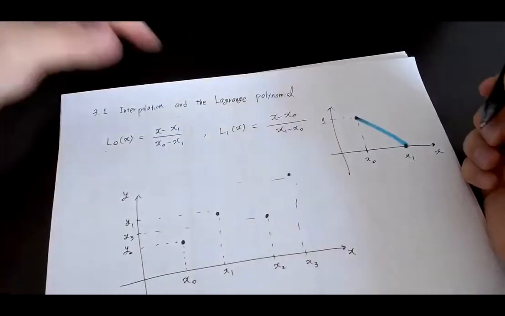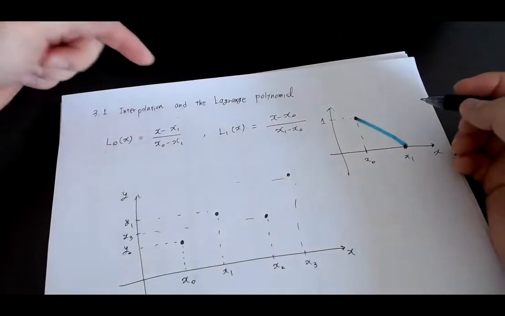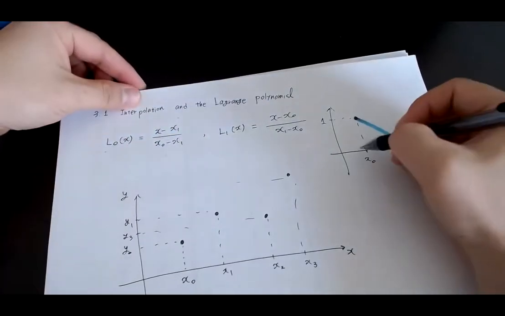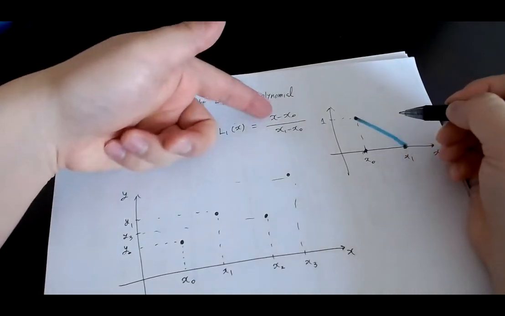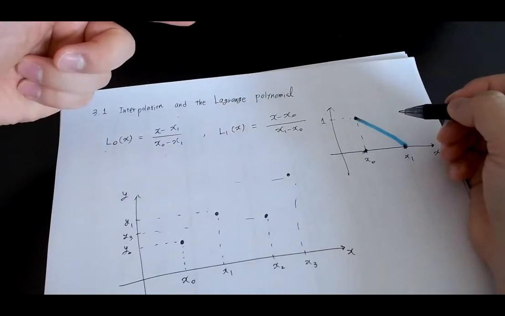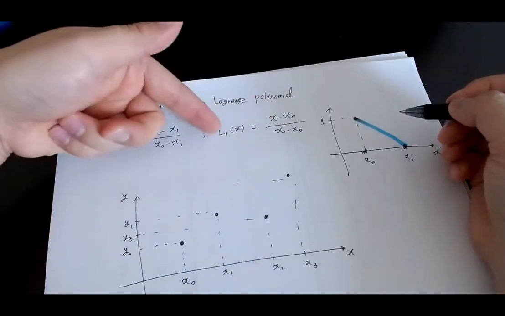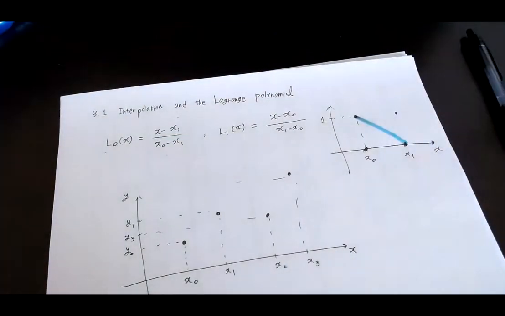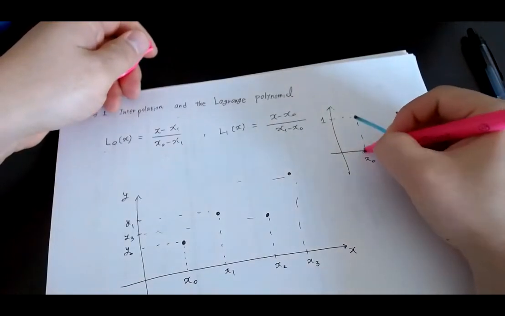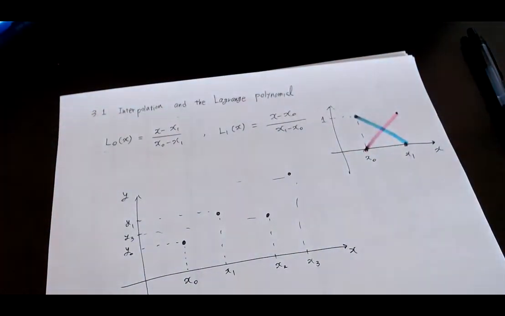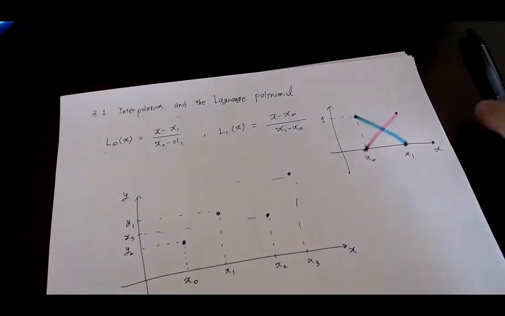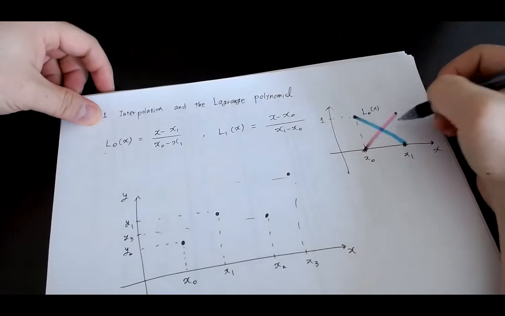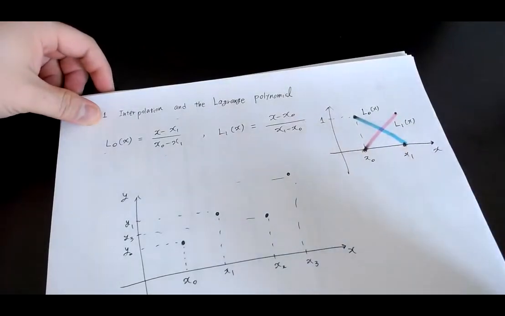Then what about L1? If x is equal to x naught, then x naught minus x naught is 0, right? So it's 0. What if we plug x1 into the function L1? Then we get 1, right? So we get this function. It makes sense, right? Now this is L naught of x, and this is L1 of x.